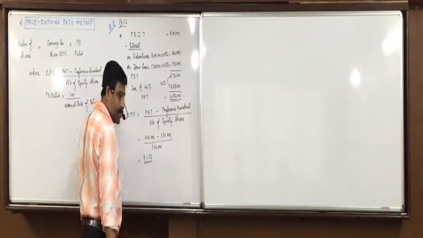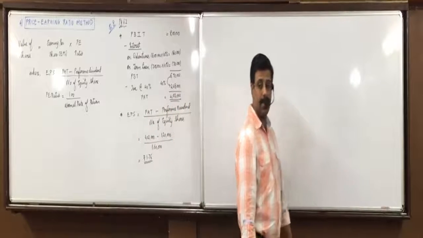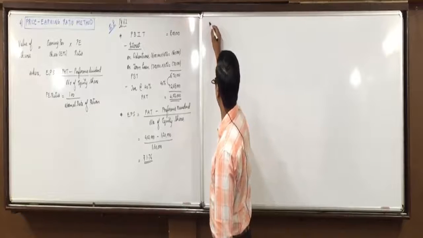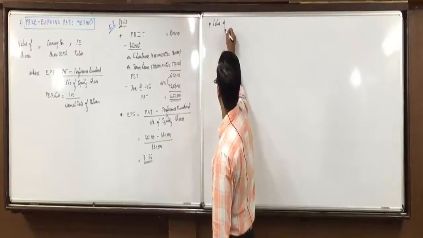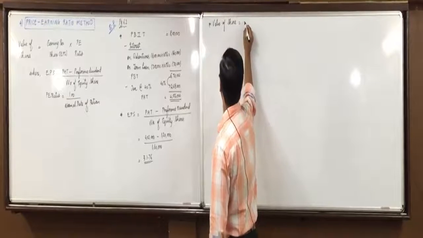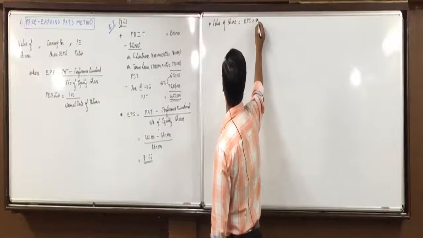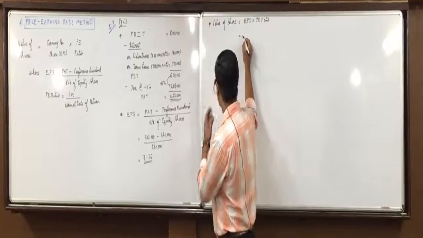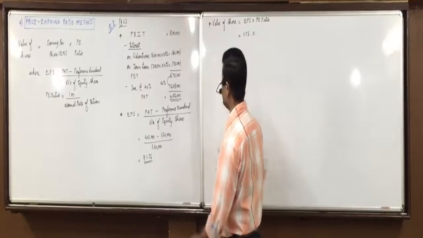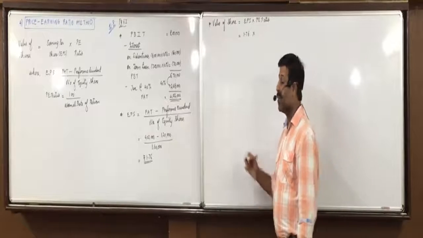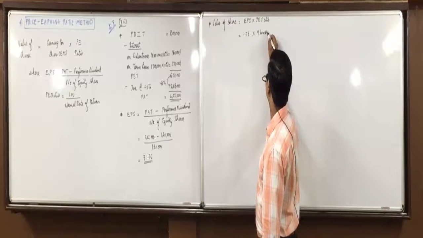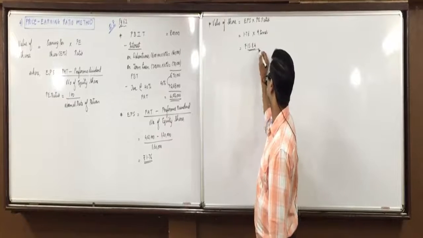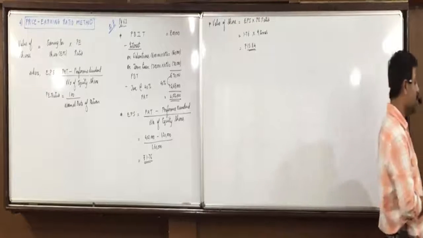Earning per share is 1.76 rupees. Any doubts on this? Now, the PE ratio is directly given, so straight away we apply the formula: value of share is equal to earning per share into PE ratio, price to earning ratio. What is earning per share? 1.76. And what is the price to earning ratio? 9 times. Rupees 15.8. This is the value of shares.